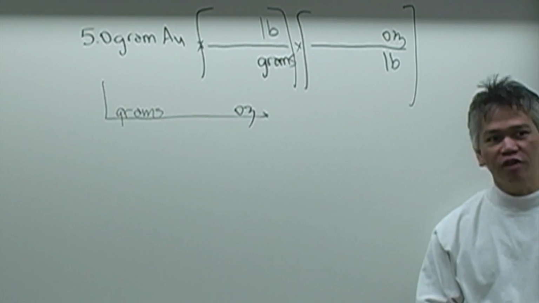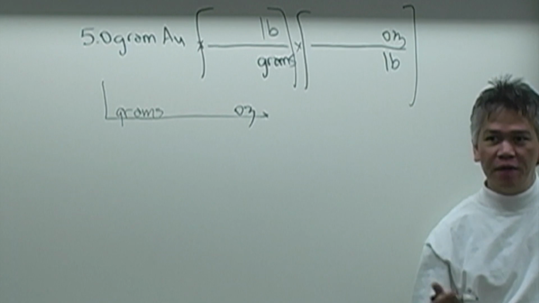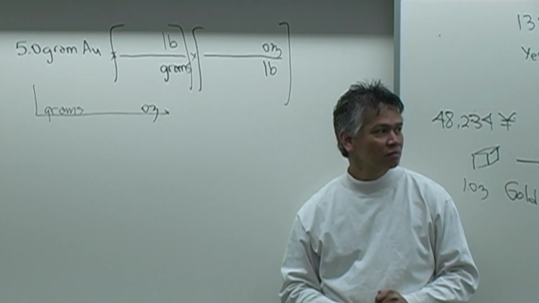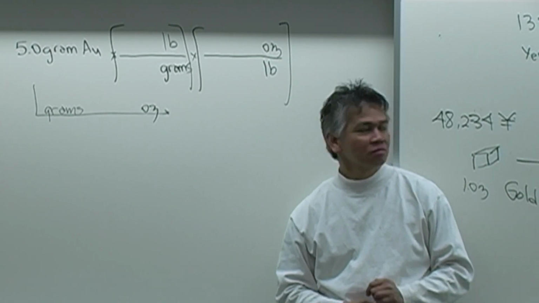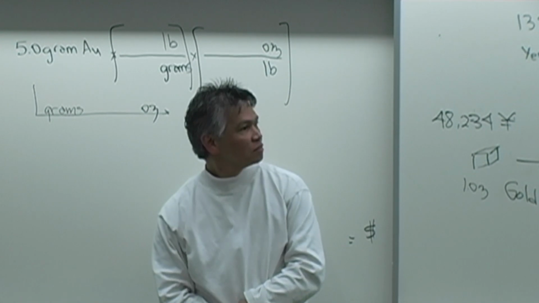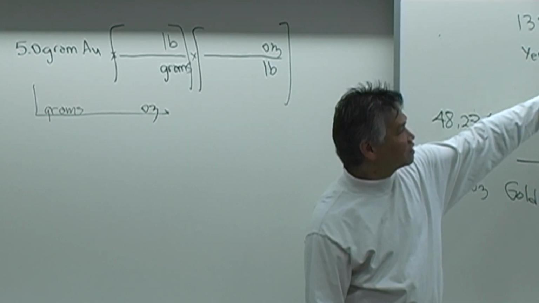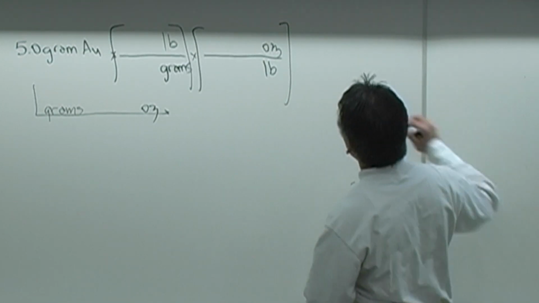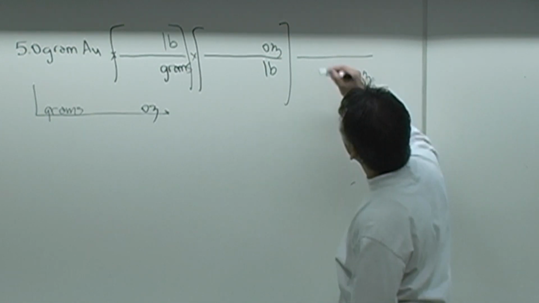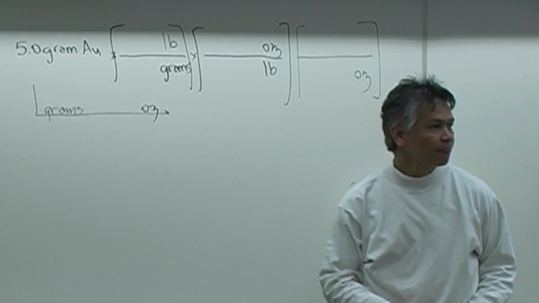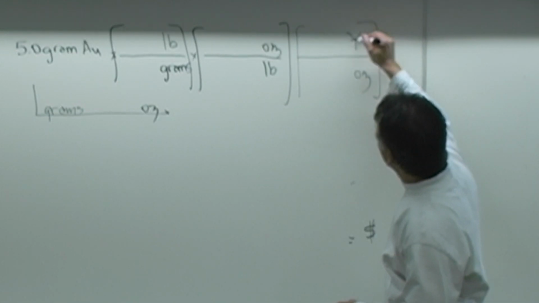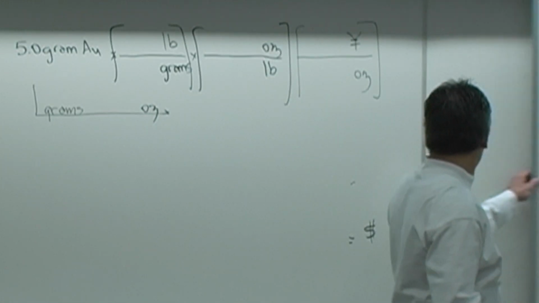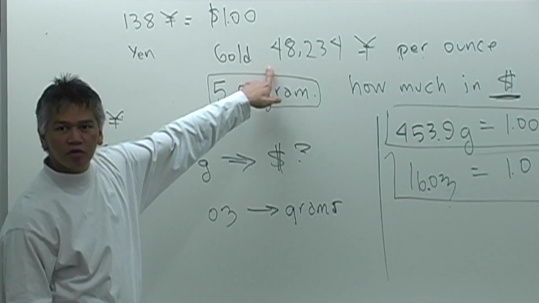Now, how do I convert? What conversion factor up here relates ounces of gold to monetary amount? Look up here in the information. 48,234 yen is equal to 1 ounce. So you see how we have ounce over here? Well, we better put ounce down here in my next conversion factor, and yen up here. I would be using this conversion factor right here.